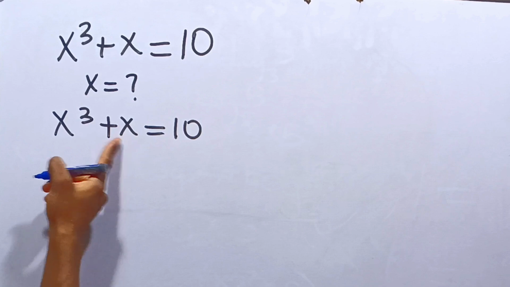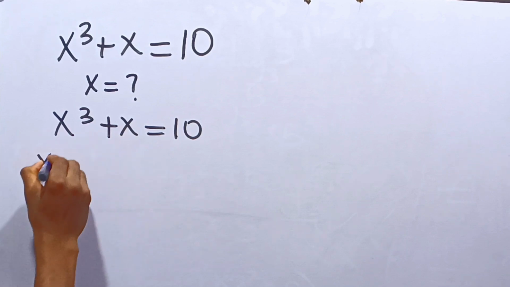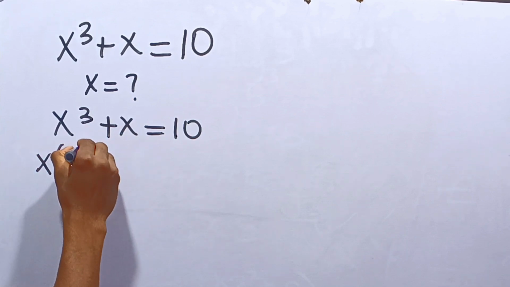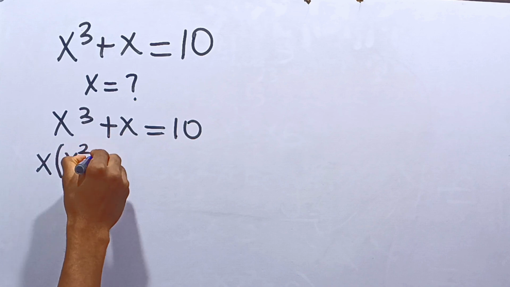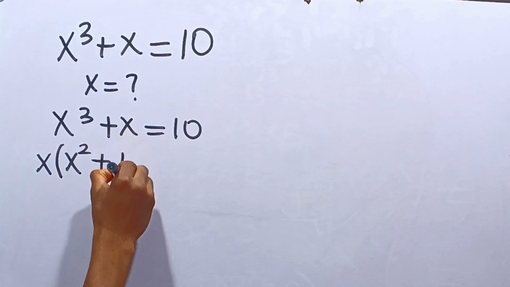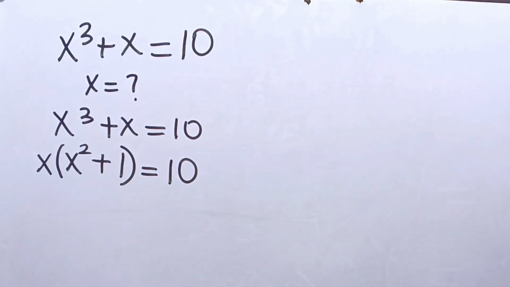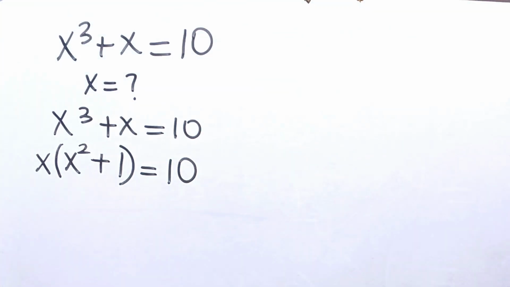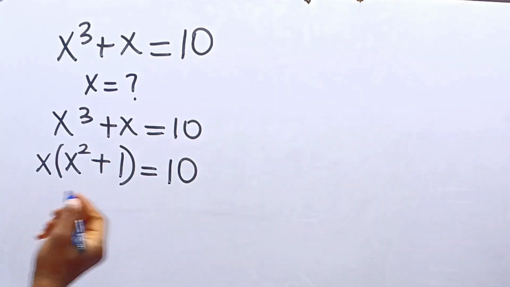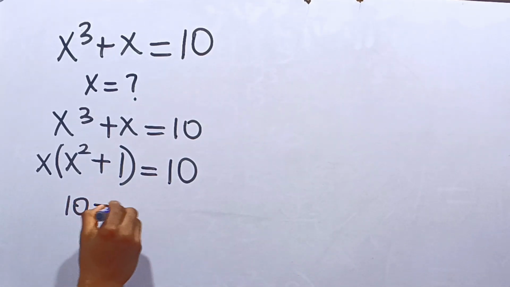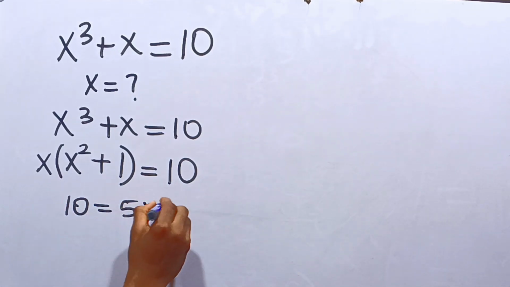Now let's factor out x here. We have x times (x cubed divided by x is x squared, plus x divided by x is 1), to be equal to 10. Okay, now you see the number I was planning to give you, 10. The multiples of 10 include 5 times 2.